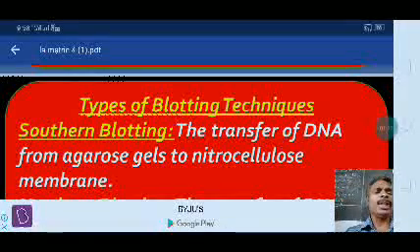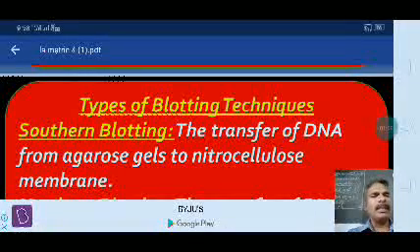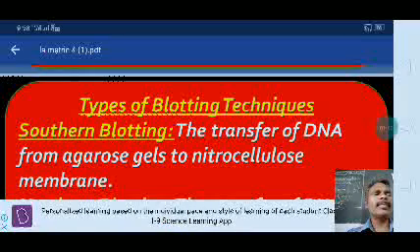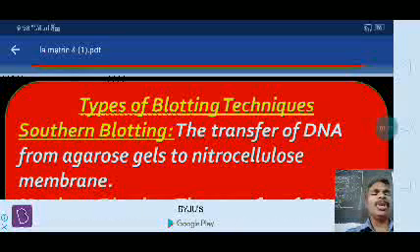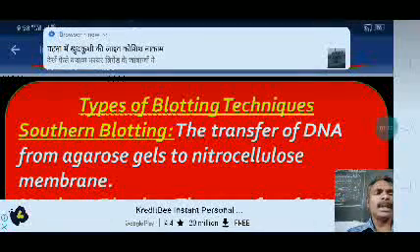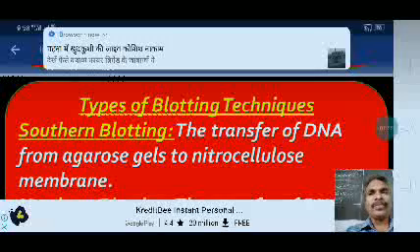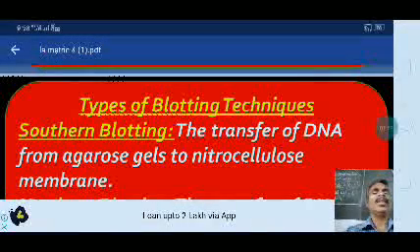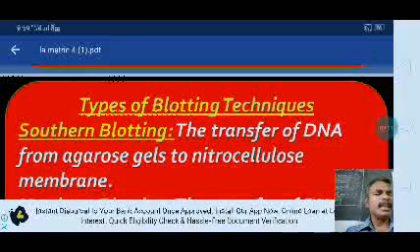The types of blotting techniques are Southern blotting, Northern blotting, and Western blotting. The first one is Southern blotting. The transfer of DNA from agarose gel to nitrocellulose membrane is called Southern blotting. It is very important. What do we mean by Southern blotting? Transfer of DNA from agarose gel to nitrocellulose membrane.